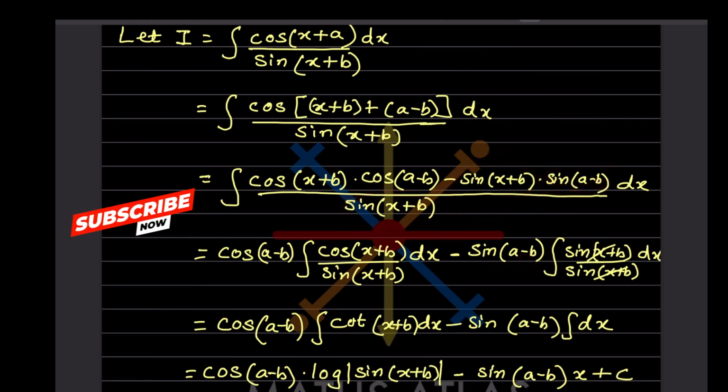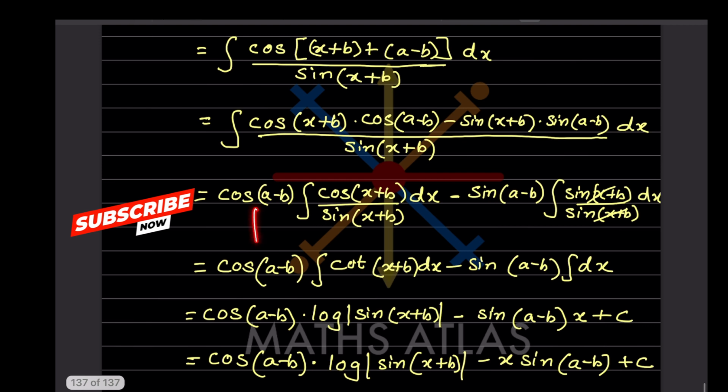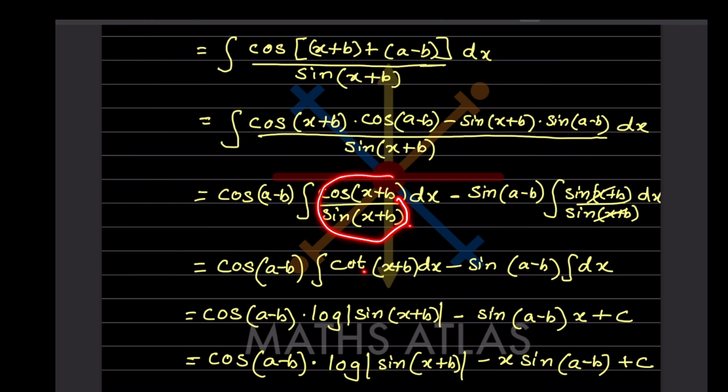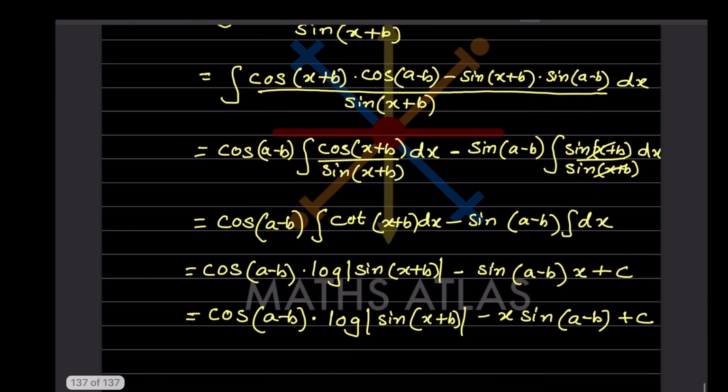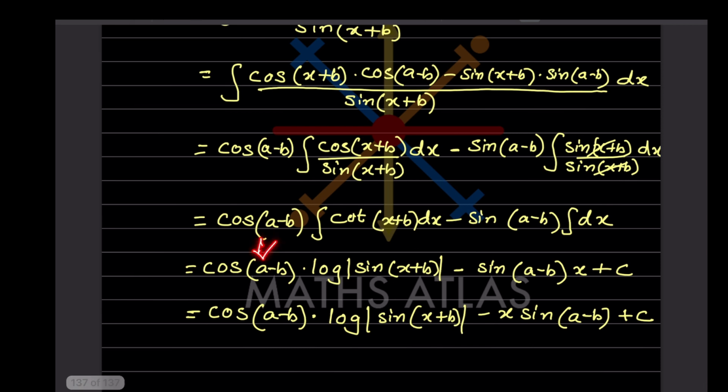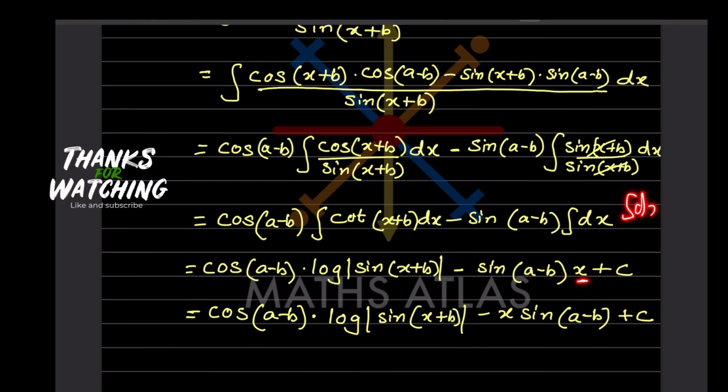So sin x plus b divided by sin x plus b dx. So now this is outside sin. So here cos by sine is going to be cot, that is x plus b dx. And here, sine a minus b is as it is, but then this and this get cancelled, so only dx remains. So now look at this is cos a minus b, and when we take the integration of cot x plus b, that will be log of sine x plus b minus sine a minus b, and integration of dx is x. That is 1 dx, that will be x, plus c.